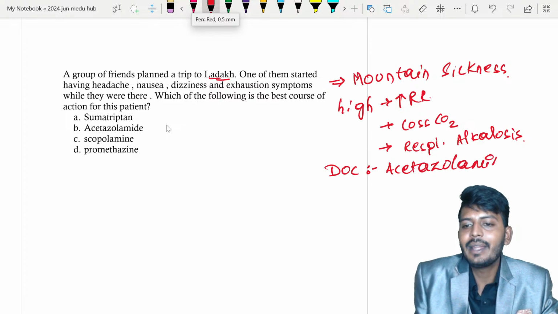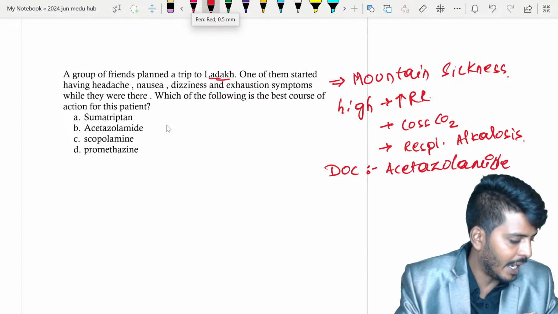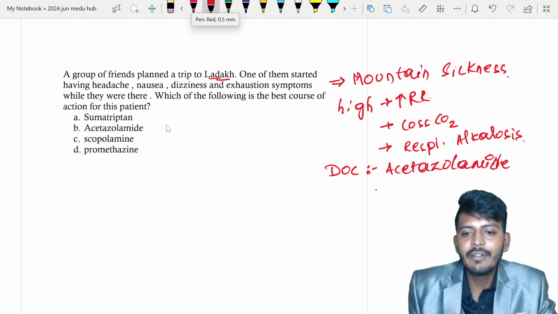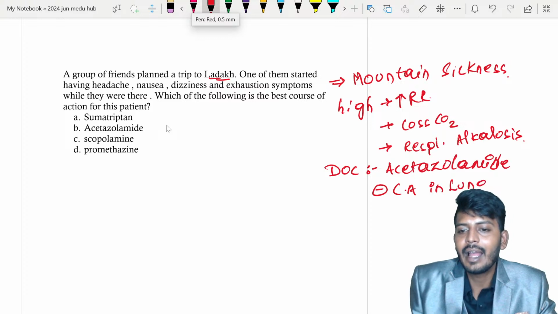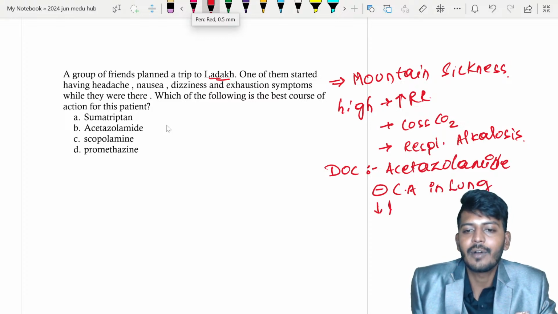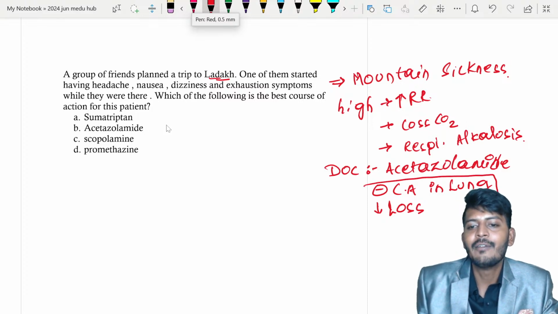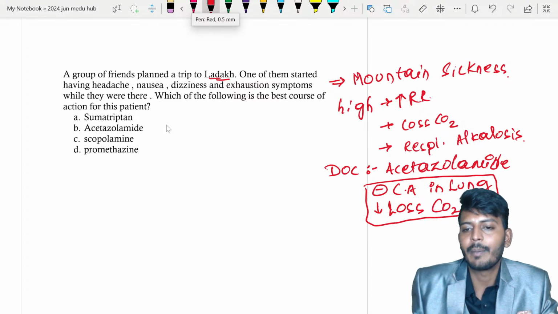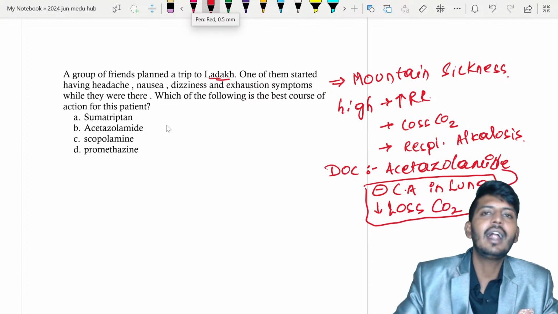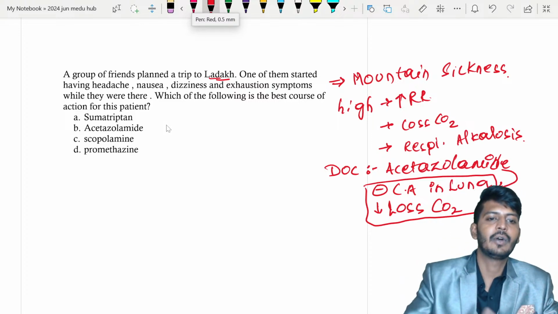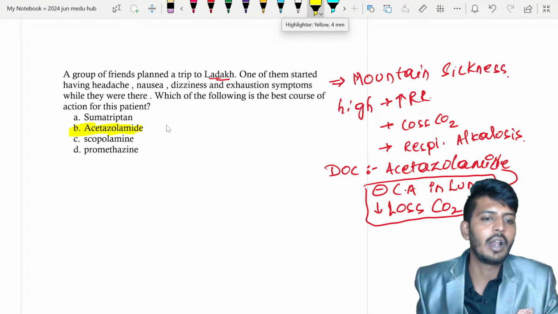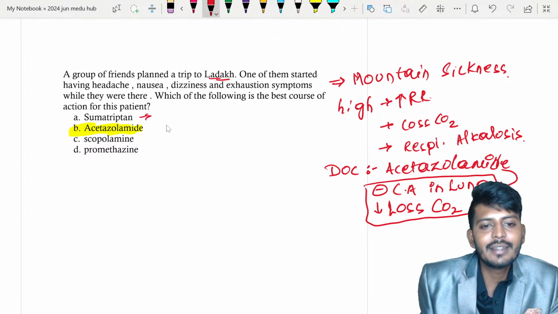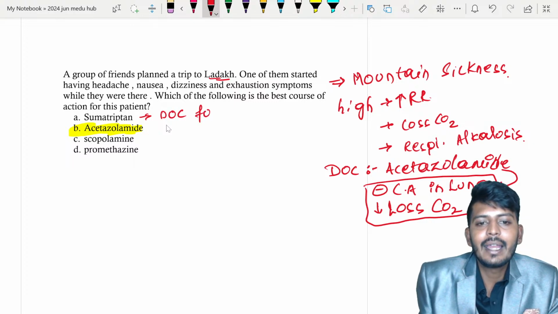And the examiner can ask you how it works. It will inhibit carbonic anhydrase in the lung, and it will decrease the loss of CO2. Acetazolamide will decrease the loss of CO2 from the lung. That is why we are using it in the treatment of mountain sickness. So the drug of choice is acetazolamide.